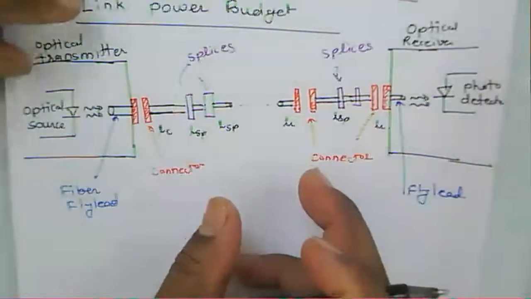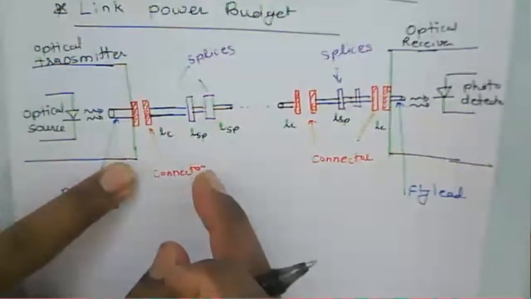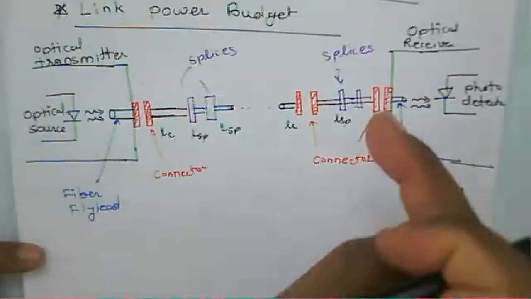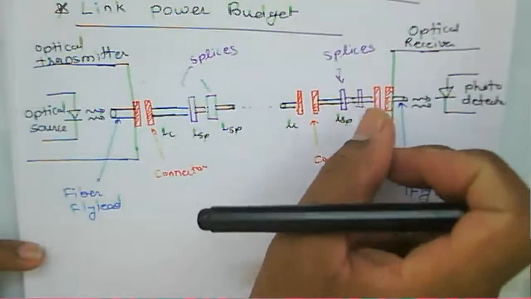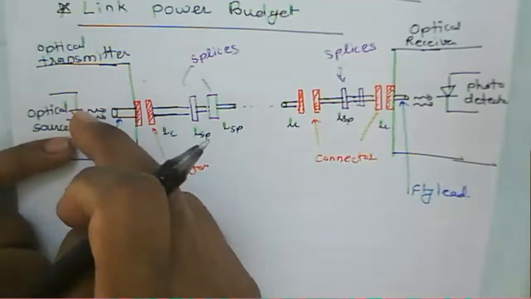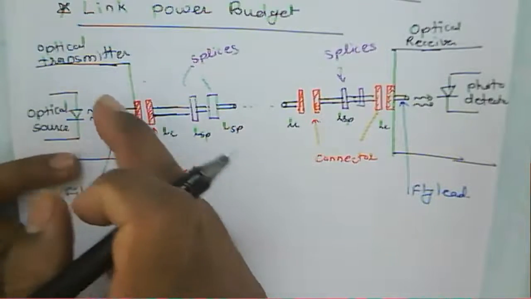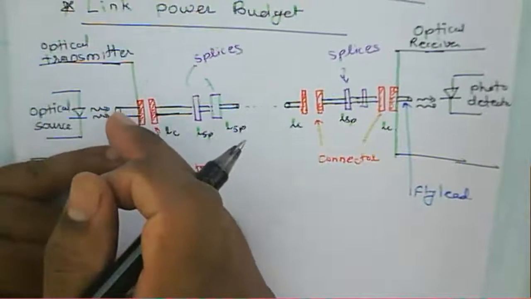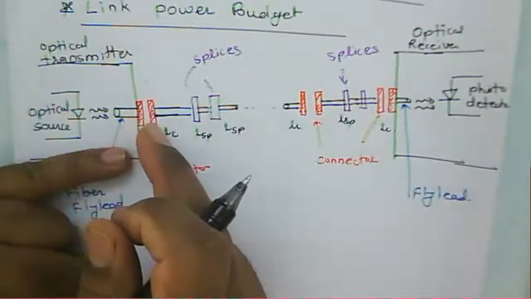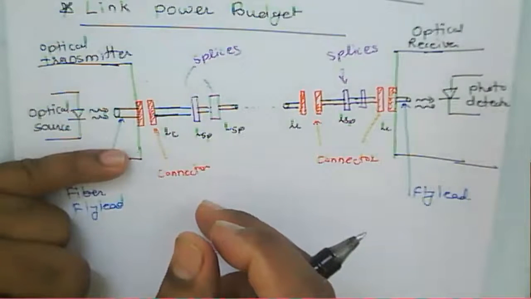So that minimum power received depends upon the various losses that occur in this particular link. That's why the power received at this detector depends upon the amount of light launched through the source inside the fiber, that is either LED or laser, and then there are the losses inside this fiber link, losses due to the connectors or losses due to the splices.